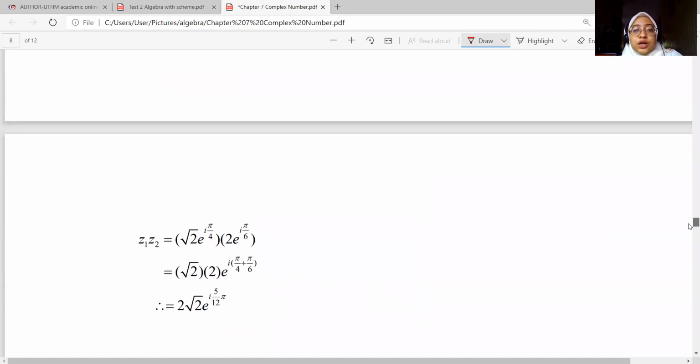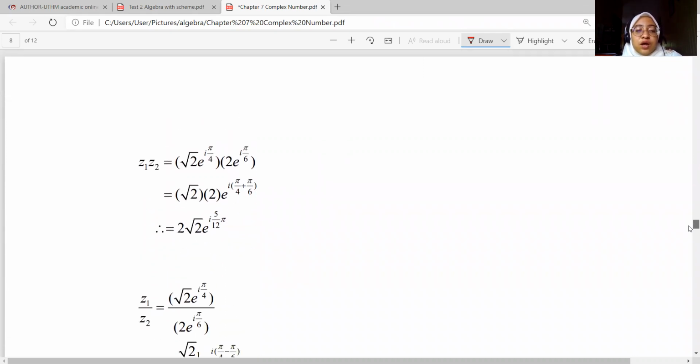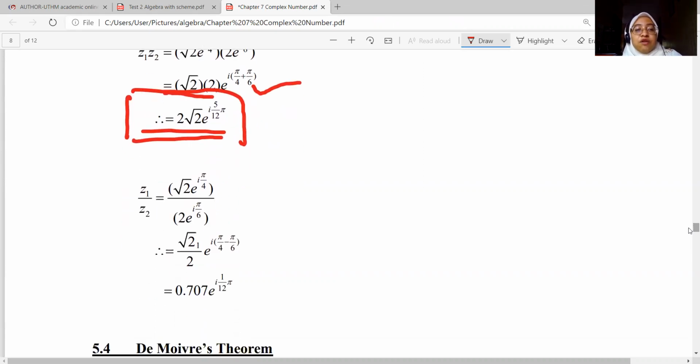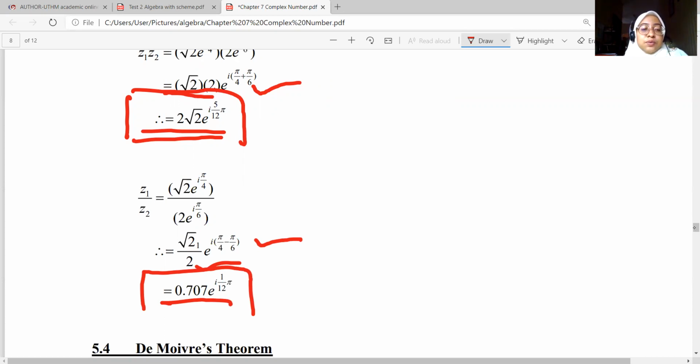So we have to put it into the formula. When we want to do the multiplication, we multiply the r values and e to the power of i(θ1 + θ2). So this is the final value. Meanwhile, when we want to do the division, we divide magnitude 1 over magnitude 2 and the thetas we need to subtract. So e to the power of i(pi over 4 minus pi over 6). So we got the final value 0.707 e to the power of i times 1 over 12 pi.